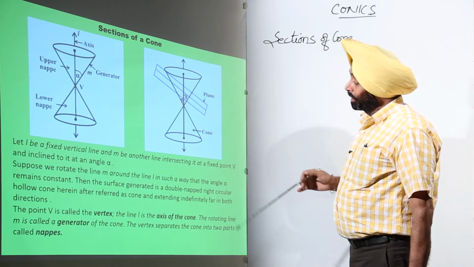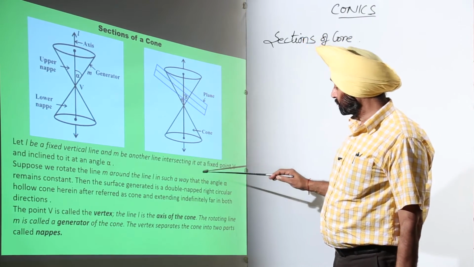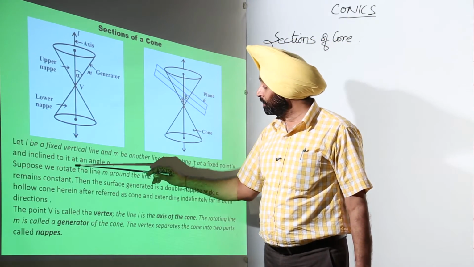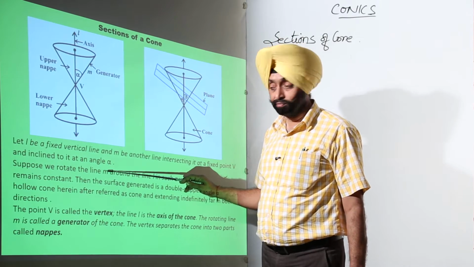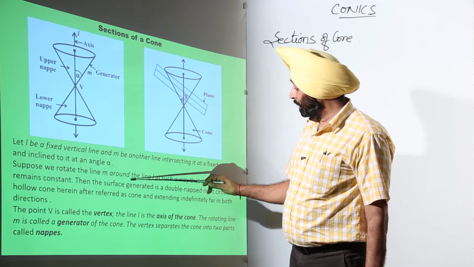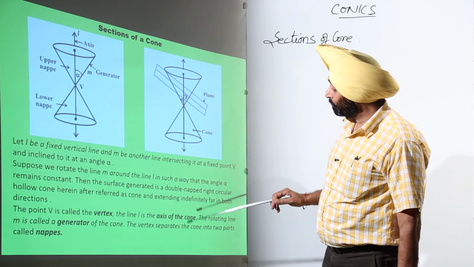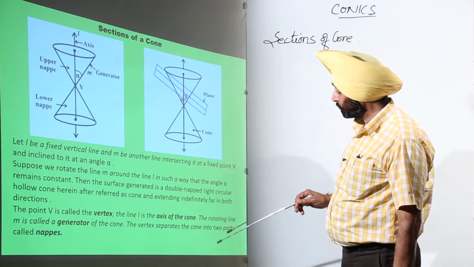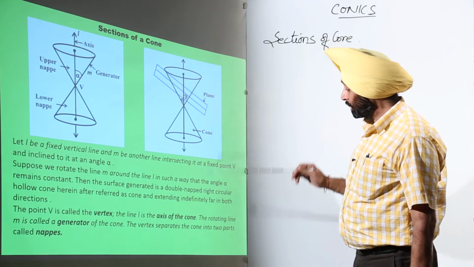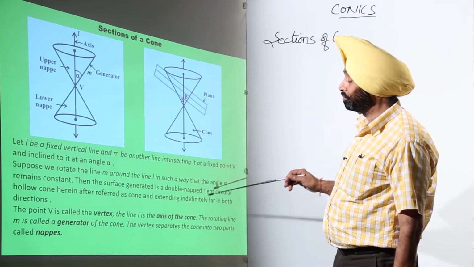Now let L be a fixed vertical line and M be another line intersecting it at a fixed point V and inclined to it at an angle alpha. Suppose we rotate the line M around the line L in such a way that the angle alpha remains constant, and the surface generated is a double napped right circular hollow cone, hereinafter referred to as a cone, extending indefinitely far in both directions.